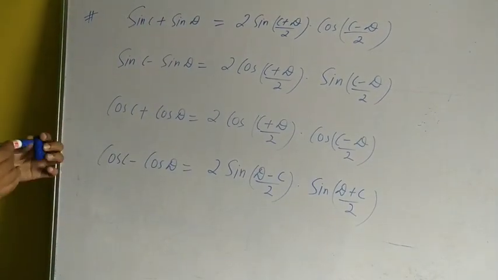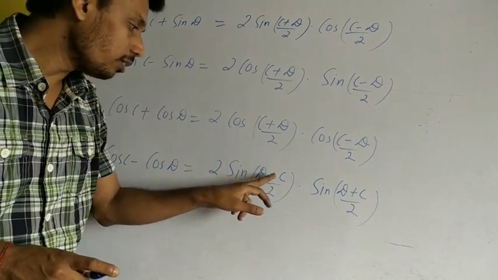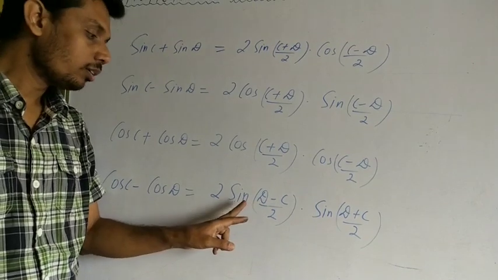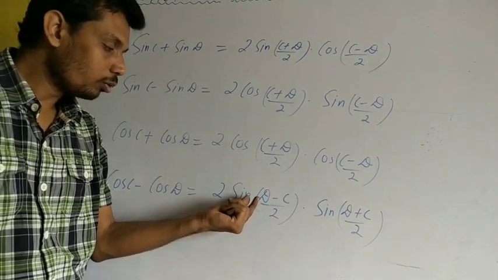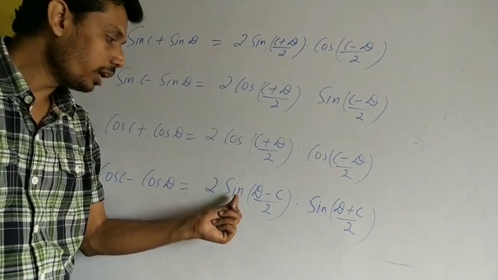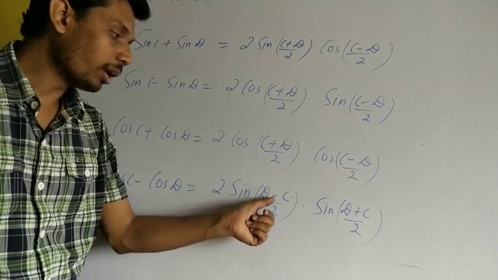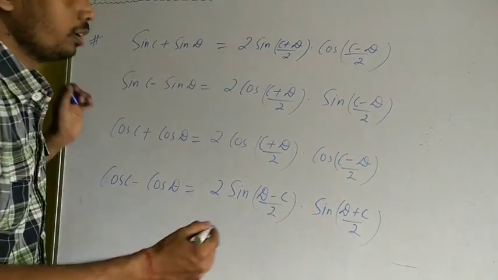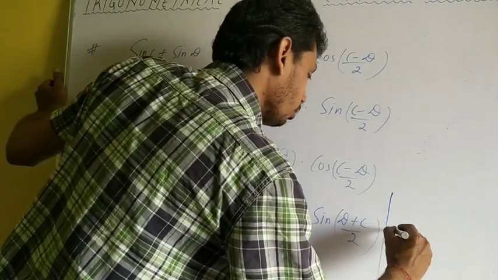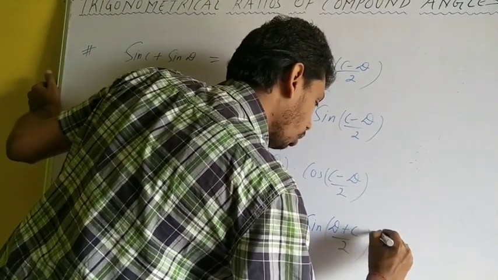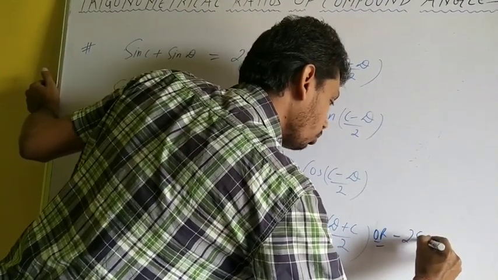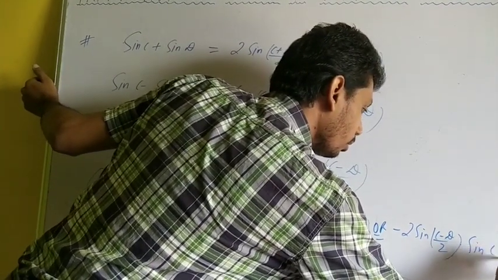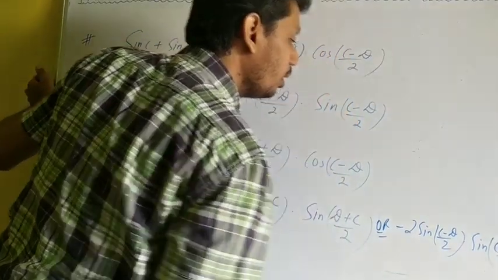Or if you take this as sin (C minus D) by 2, then you have to put a minus sign. If you take minus common from here, this will be sin of minus (C minus D). So sin of minus theta is equal to minus sin theta. So we can also write it as minus twice sin (C minus D) by 2 into sin (C plus D) by 2.